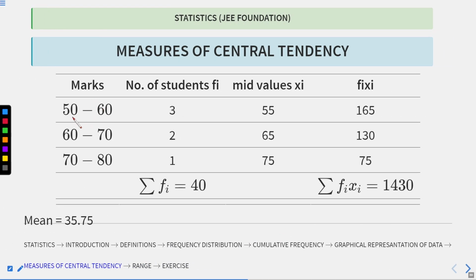Now for the class interval 50 to 60, the number of frequencies is as follows. For 50 to 60 it is 3, 60 to 70 is 2, 70 to 80 is 1, and their respective mid values, or the value for xi, the class marks, are 55, 65, 75. Now just add all of the fi, the sum of fi.